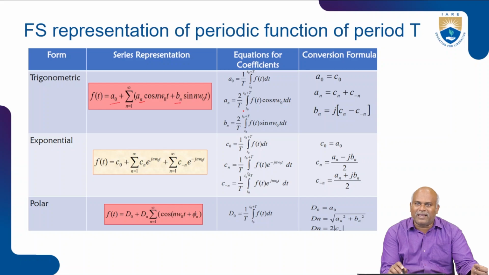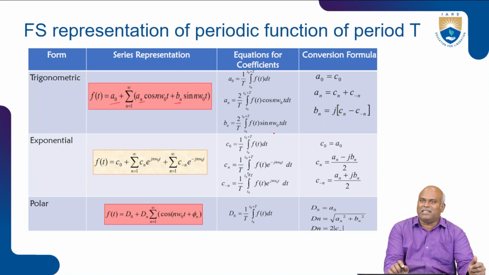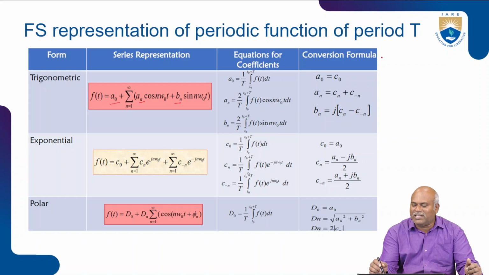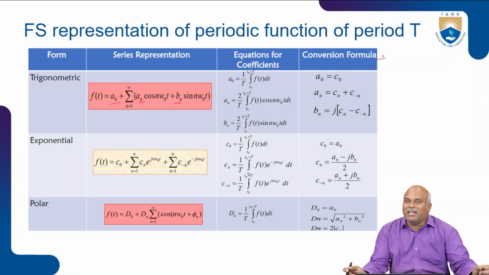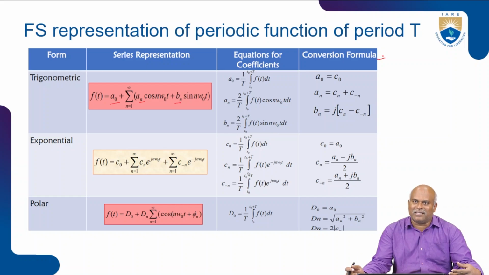Then a of n is equal to 2 by T integration of t0 to t0 plus T f of t cos n omega 0 t dt. b of n is represented as 2 by T integration of t0 to t0 plus T f of t sin n omega 0 t dt. Now we will see the relation between the Fourier series.